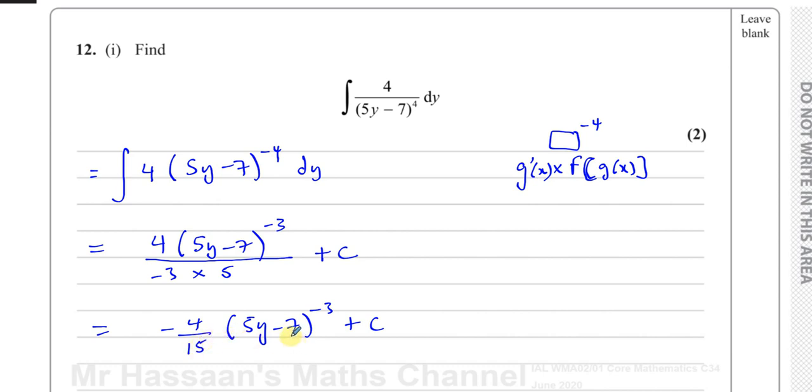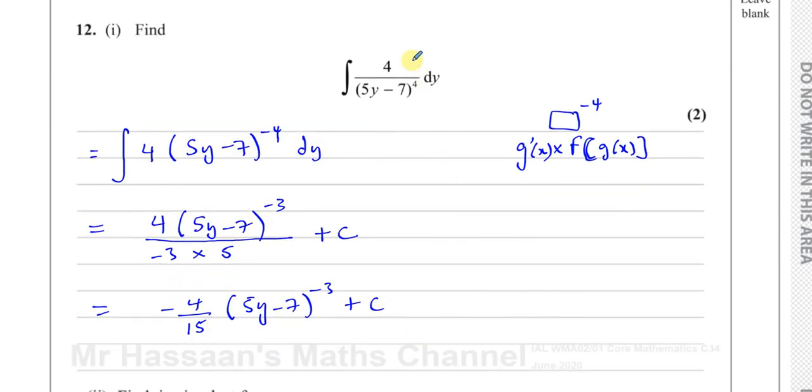Now, how can we make sure in the exam that we've got the right answer? We don't have a mark scheme. Well, we know that the differential and the integral are inverses of each other. So if I was to differentiate what I've just found, it should give me what we started with.